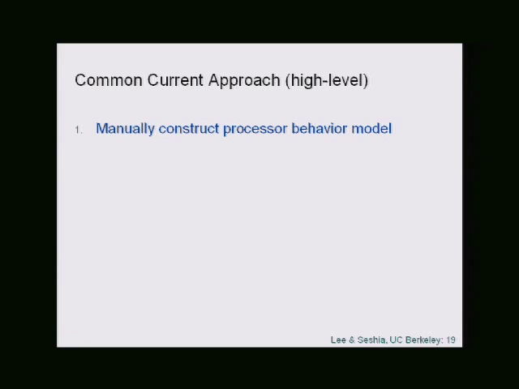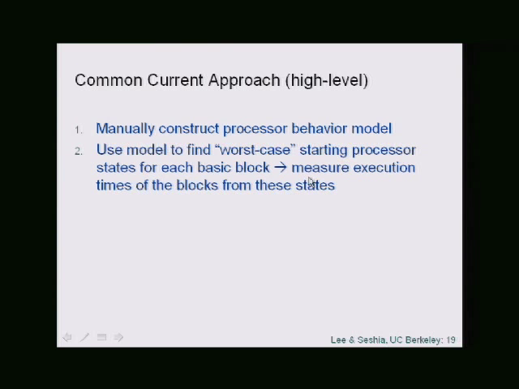And this is not manual. It's mostly automatic how they do this. And then once they found the worst case, they measure the execution times of the blocks from these states. Which means they initialize the platform in that state, they run the code and see how long it takes. So we'll talk a little bit about what's required to accurately measure execution time, but this is also a non-trivial task. Now, at the end of this second step, you have the worst case execution time for every basic block in your program.